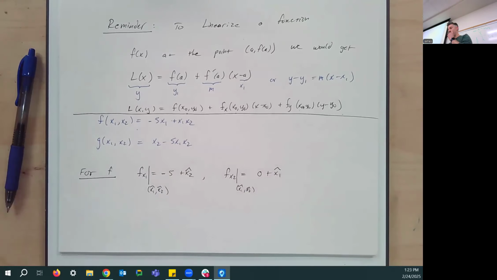So here's what we're saying. These are our slopes in the x1 direction and the x2 direction at whatever our equilibrium happens to be. I'm not going to write it out, but I'll just say if we plugged in 0, 0, our slopes would be -5 in the x1 direction and 0 in the x2 direction.